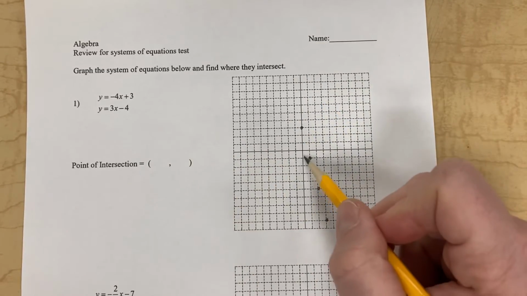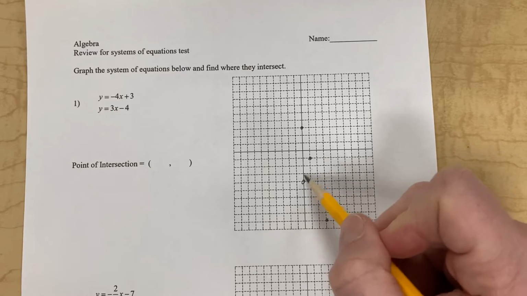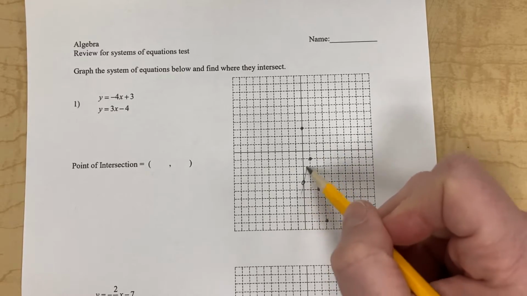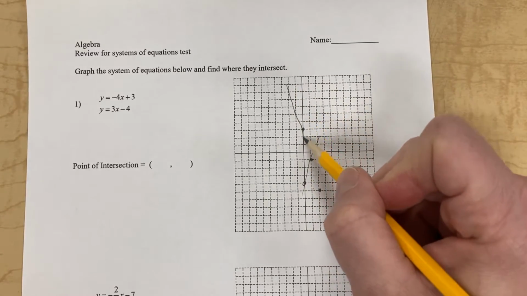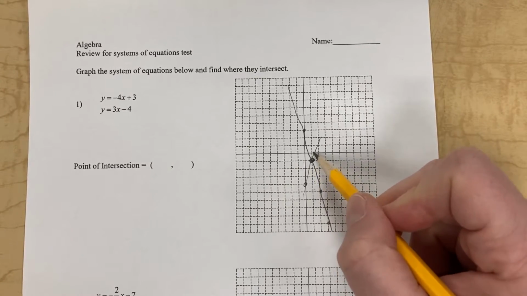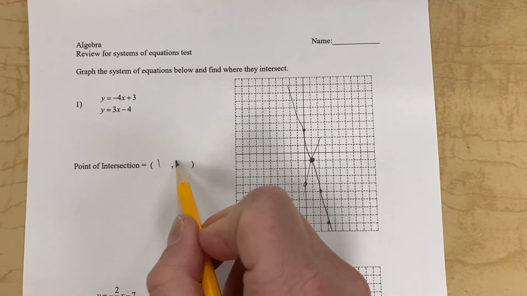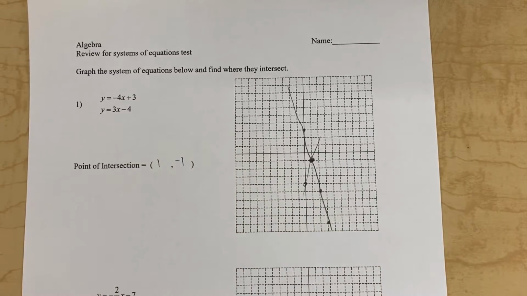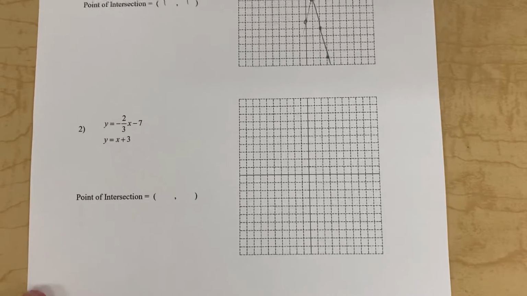For the other one, we're going to start at negative 4, and we're going to go up 3 over 1. And as soon as we hit that common point, we know we found our solution. So this point right here is 1 to the right, 1 down. So it's 1, negative 1. Okay. Not too bad.